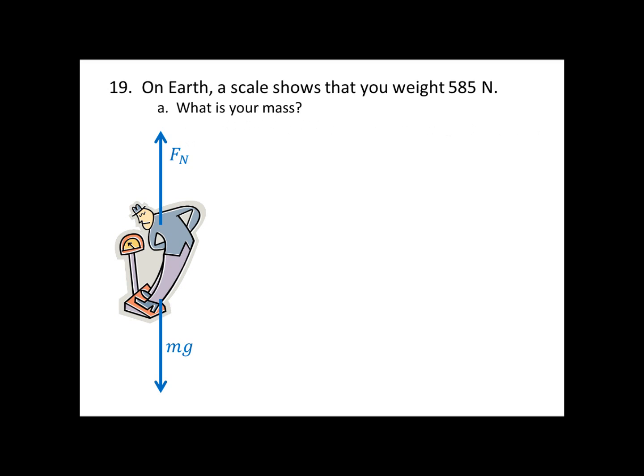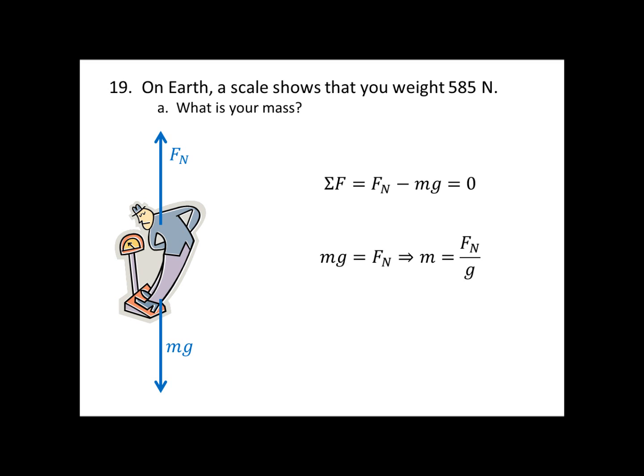Now, looking at a free body diagram for a person standing on a scale, there's only two important forces: the downward pull from gravity and the upward force, the normal force. That normal force is being provided by the scale, and that's actually what the scale is reading: how big of a normal force it has to apply to you. A simple sum of forces, I should set equal to 0 because you're not accelerating up or down.